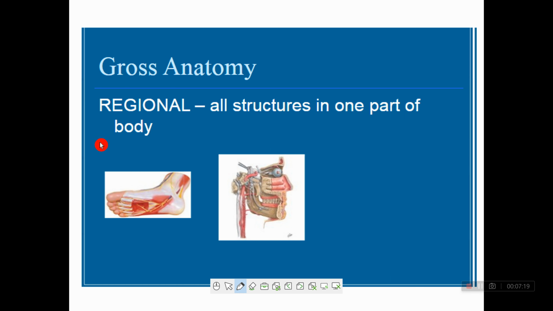So first of all is regional anatomy. If someone says this is regional anatomy, he is indicating the different regions of the body whose anatomy is referred to, right? If someone says let's have a look at the foot anatomy, or the anatomy of the foot of any person, then it is indicated as regional anatomy.